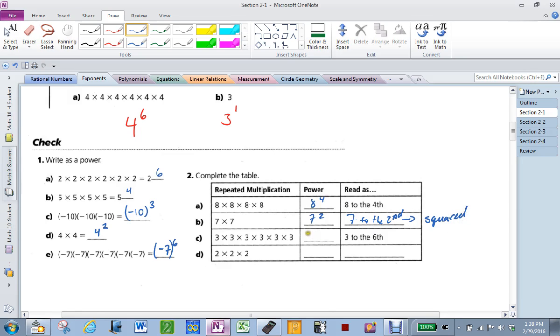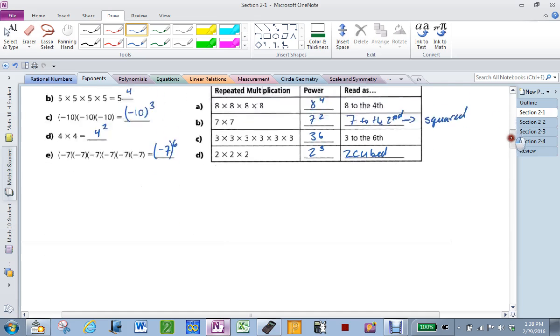What's this? 3 to the 6th. And what's this? 2 to the 3rd, or what's the short version? Cubed. Is everybody cool? Cube. Okay? This is one of the first things that you are going to forget and start screwing up on. Don't be that kid. Everybody good? All right, turn the page over.